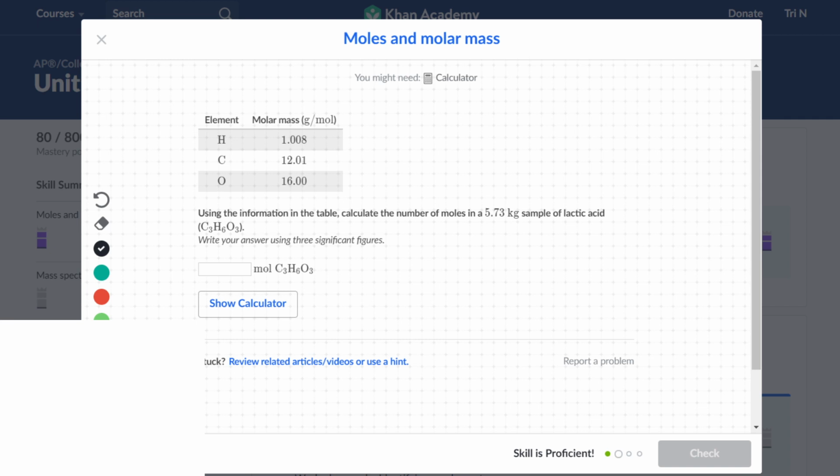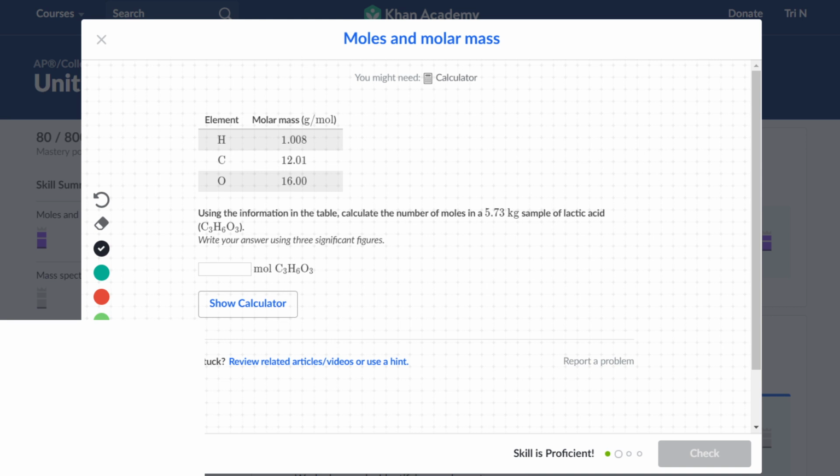But currently we don't have any molar mass for lactic acid. What we have is the molar mass of hydrogen, carbon, and oxygen, which are 1.008, 12.01, and 16 grams per mole, respectively. But we can use those numbers to calculate the molar mass of lactic acid. The way we can do that is we're going to take each individual element's molar mass and add it up.